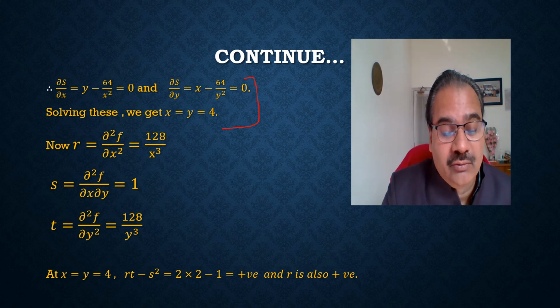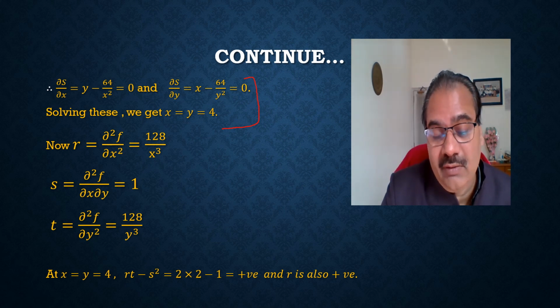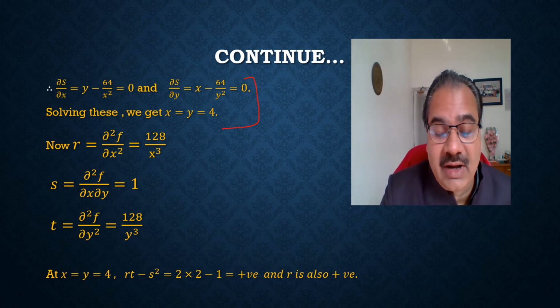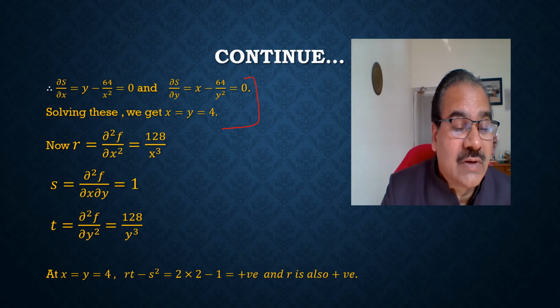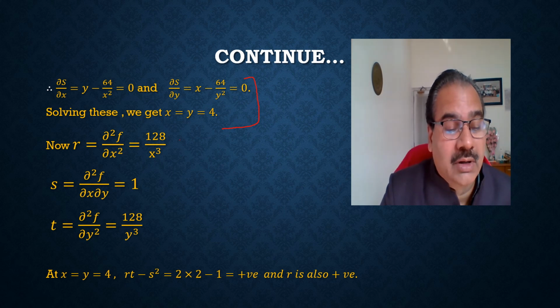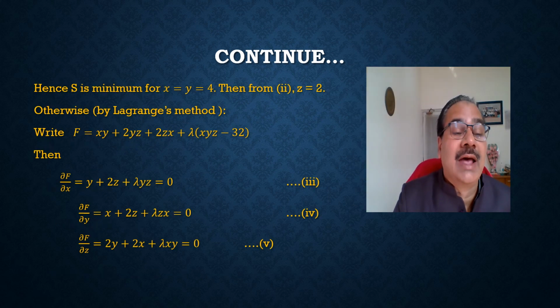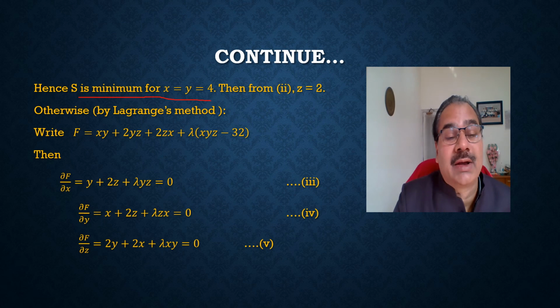This value will be 2 into 2, 4 minus 1, which is positive, and r is also positive. Okay, so here you have already tested the sign of rt minus s square. You got that it is positive, and r is of course also positive. So if r is positive and rt minus s square is positive, then as per the knowledge, s is minimum for x, y equal to 4. Then from the equation, you will get z is equal to 2.